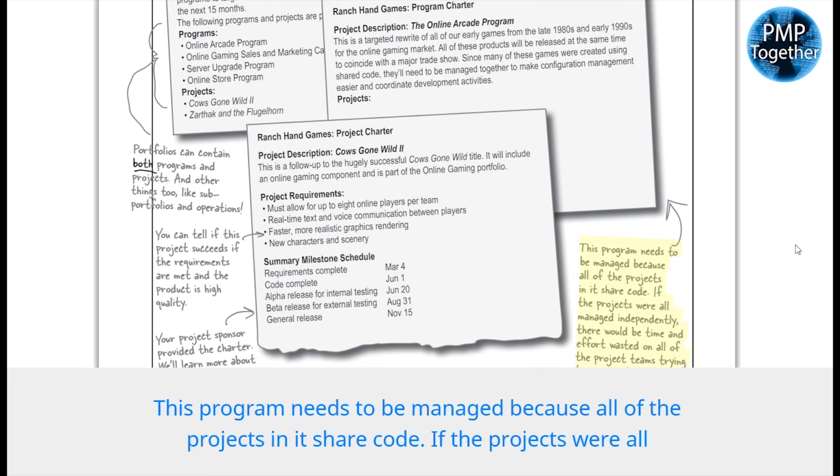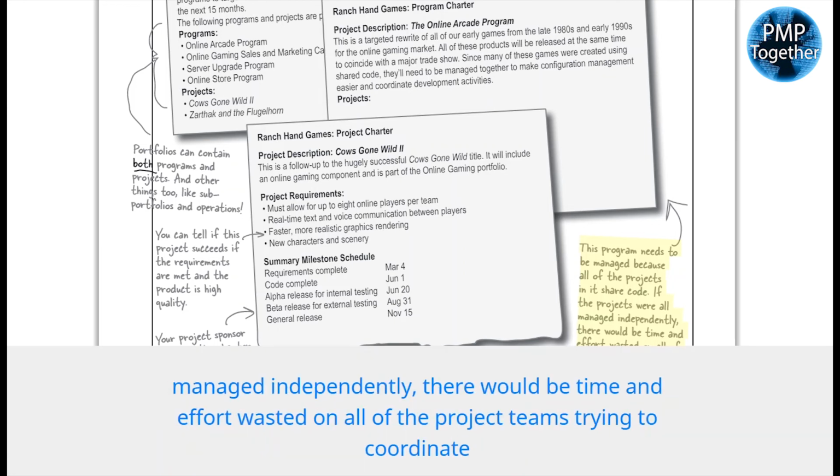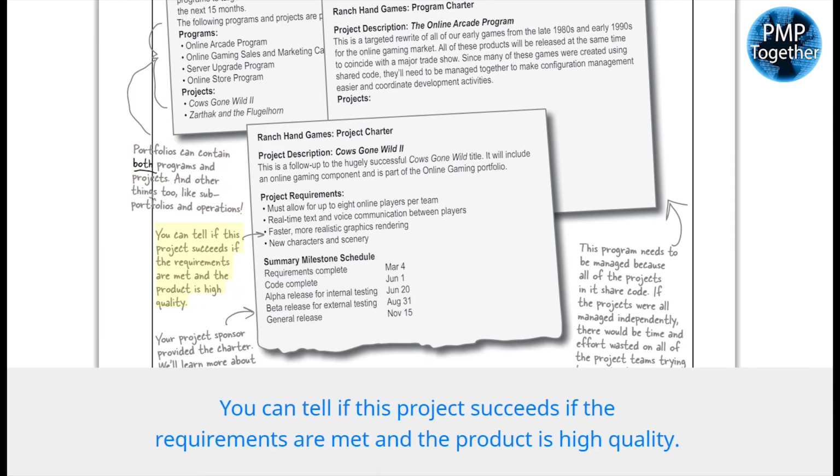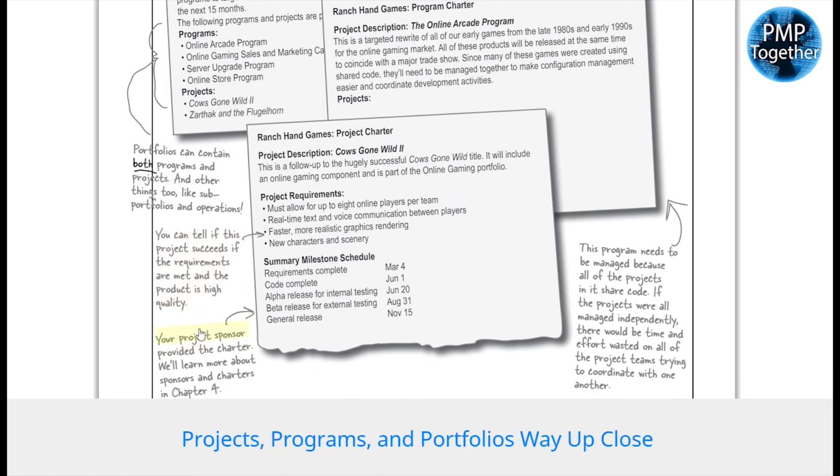This program needs to be managed because all of the projects in it share code. If the projects were all managed independently, there would be time and effort wasted on all of the project teams trying to coordinate with one another. Portfolios can contain both programs and projects, and other things too, like sub-portfolios and operations. You can tell if this project succeeds if the requirements are met and the product is high quality. Your project sponsor provided the charter. We'll learn more about sponsors and charters in Chapter 4.